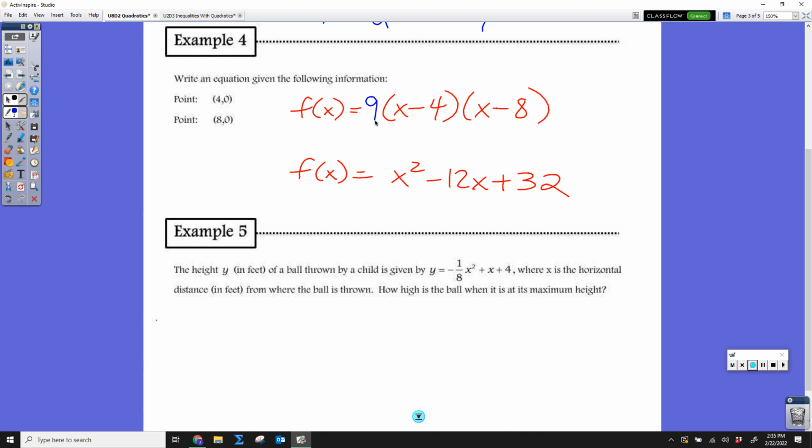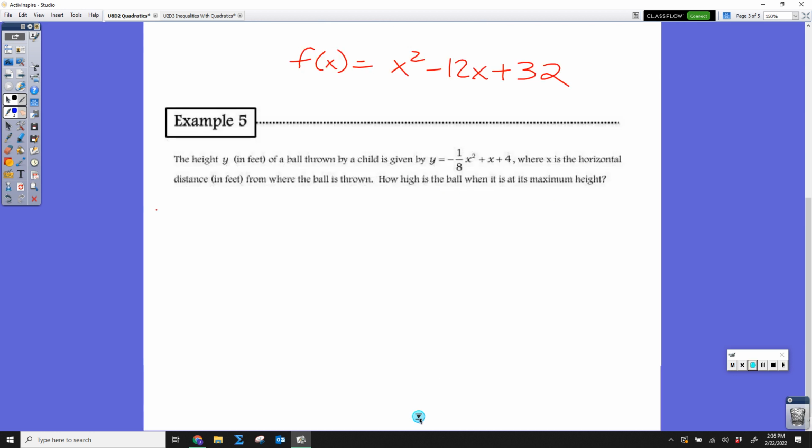All right? So before I give you the last one, just to get us moving forward, example 5, which you've done before, we've done this class probably in a much more difficult setting with parametrics. A ball's thrown by a child, here's the model equation for that situation. X represents how far horizontally it's moving. Let's make you think of parametrics a little bit. How high is the ball when it reaches its maximum height? What's the maximum height attained by the ball?